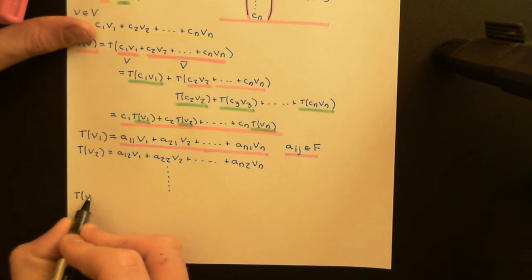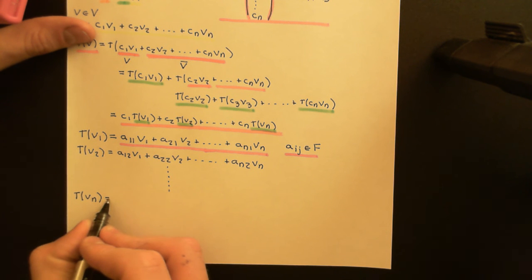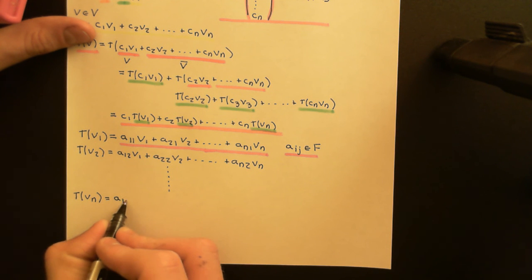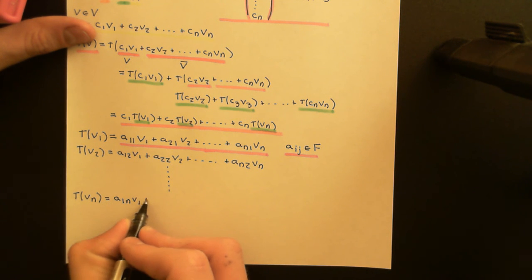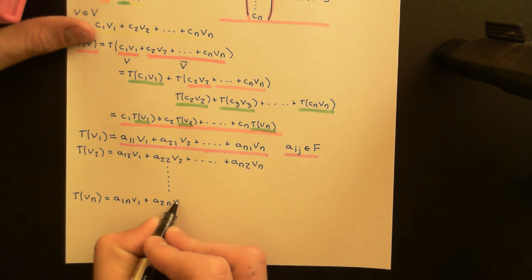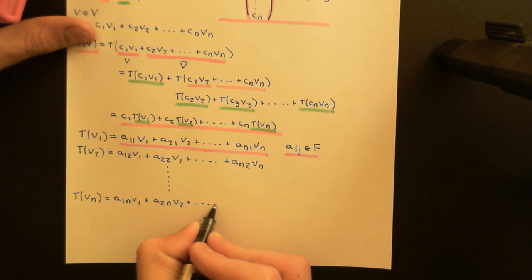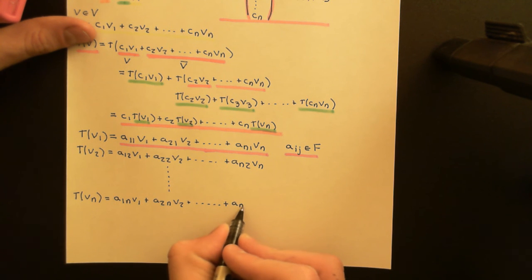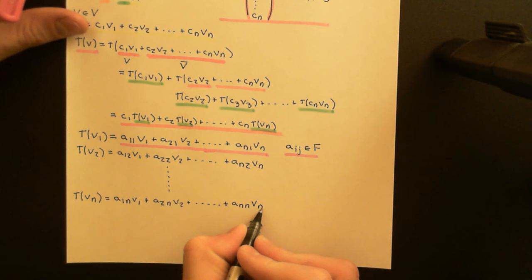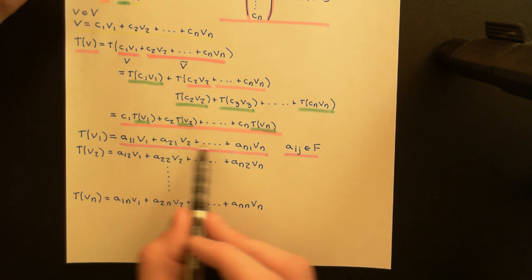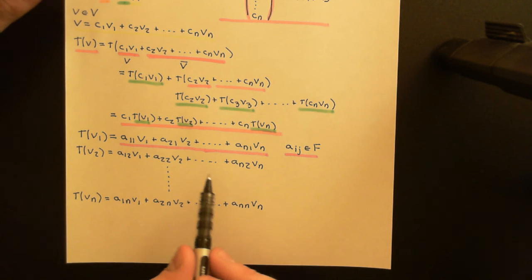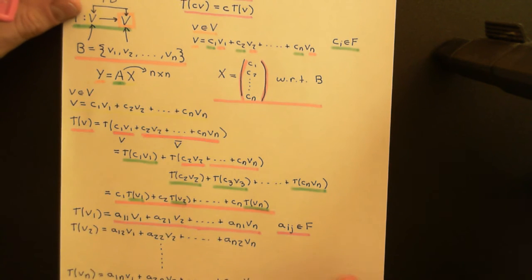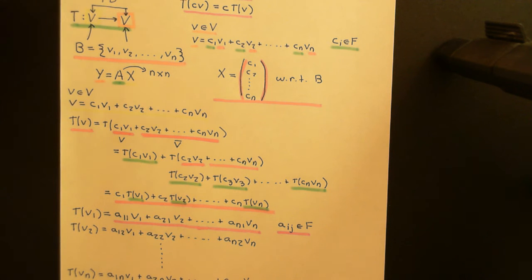And this will continue on right down to T of Vn, which will be the linear combination A1n V1 plus A2n V2 plus all the way along to Ann Vn. And you're actually going to see that these coefficients that we've got here are going to form the components of my matrix capital A, but we'll see that in a moment.